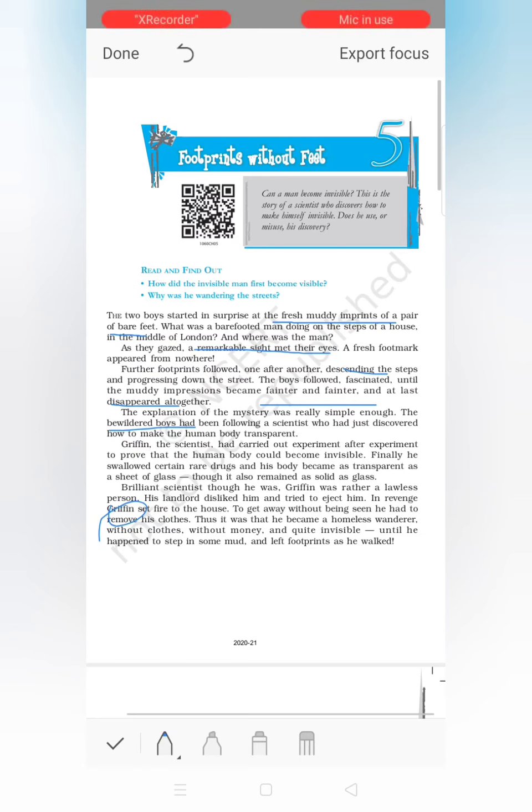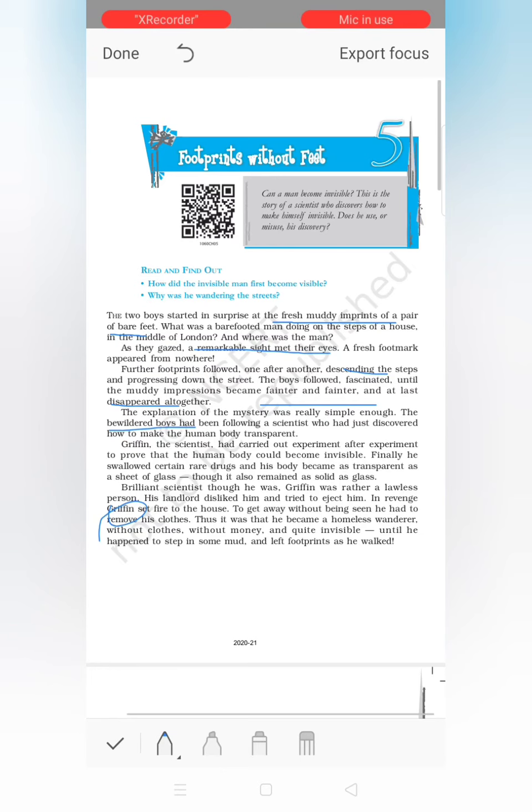And the footprints were of a scientist who had discovered how to make the human body invisible. And it was none other than Griffin, the scientist who had been working for a long time to see how to make the human body invisible.